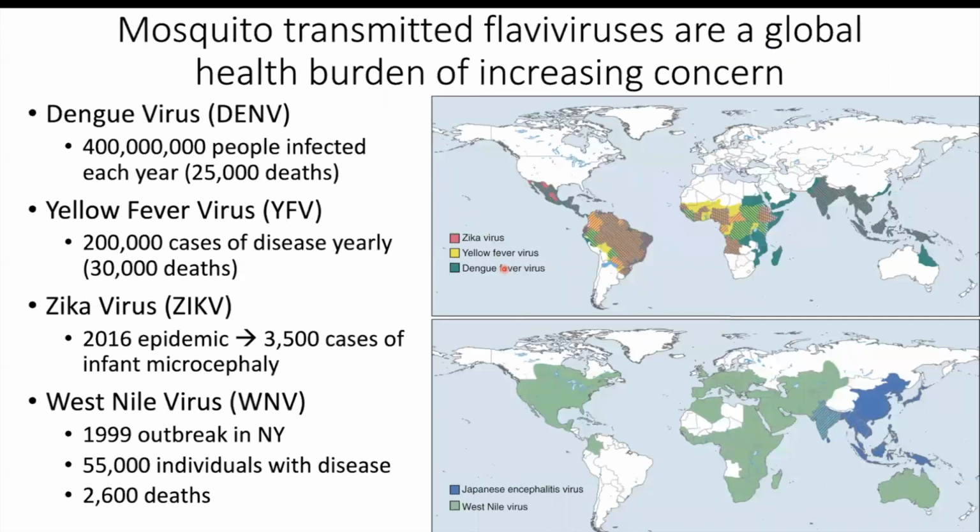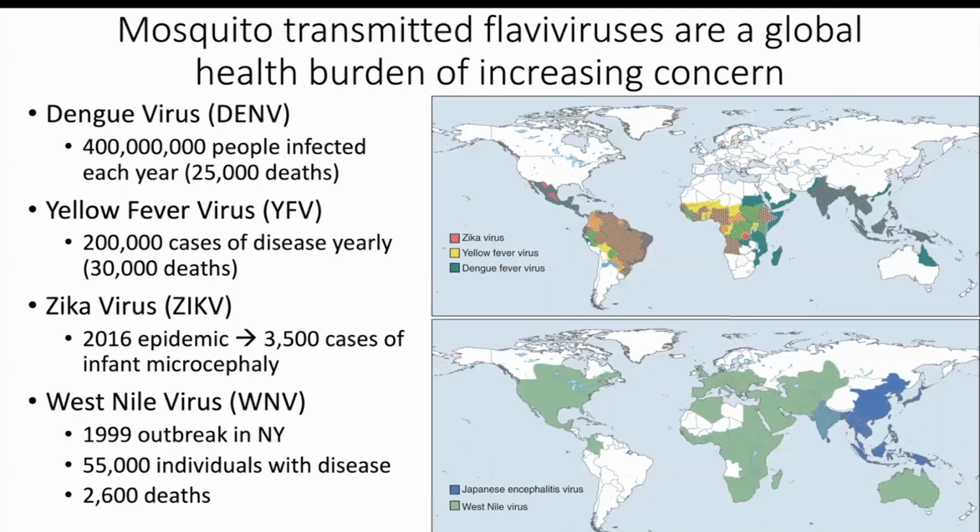So why do we care about flaviviruses? Flaviviruses are increasingly important in global health. The viruses we study in the lab include dengue virus, yellow fever virus, Zika virus, and West Nile virus. Collectively, they infect hundreds of millions of people every year, causing tens or hundreds of thousands of deaths. As you can see from this map, most of these infections occur in areas in the global south, in the tropical warm regions where these mosquitoes like to live.